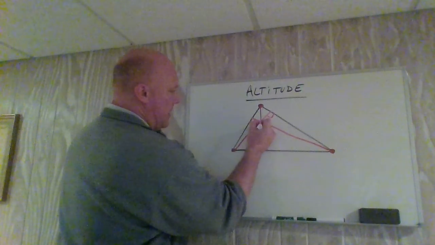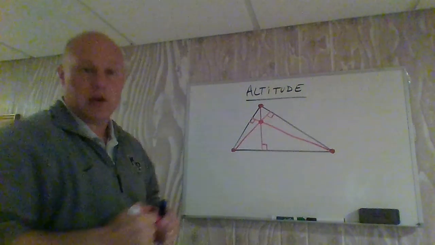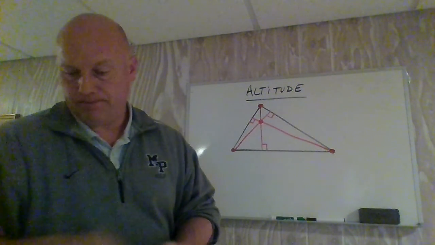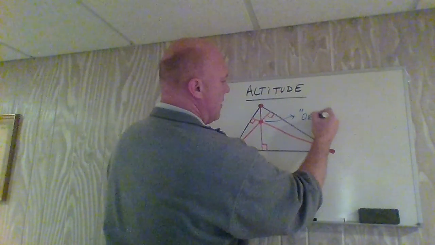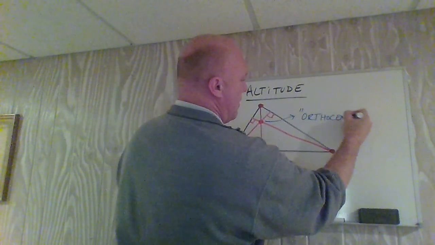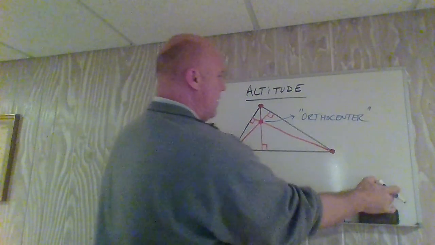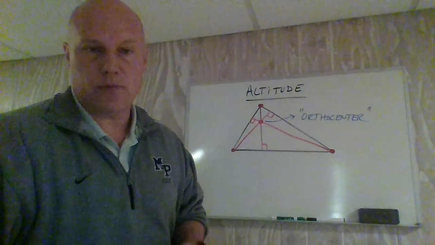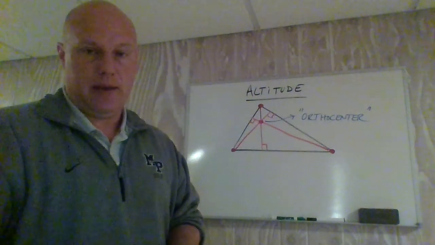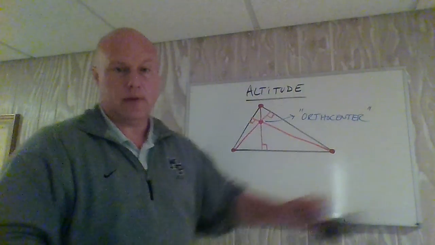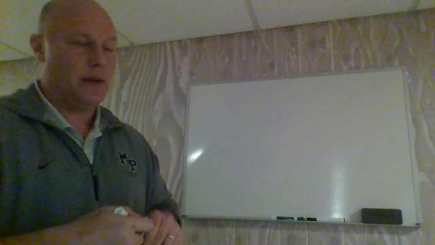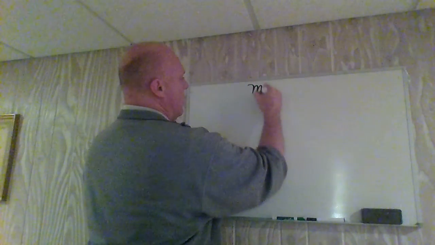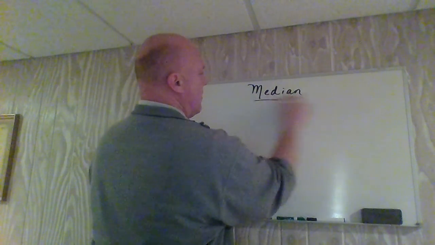Now, where these meet, that point of concurrency or point of intersection, is called the orthocenter. The orthocenter is where those 3 segments meet, in terms of the 3 altitudes. And then the third type of segment that starts at the vertex would be a median.